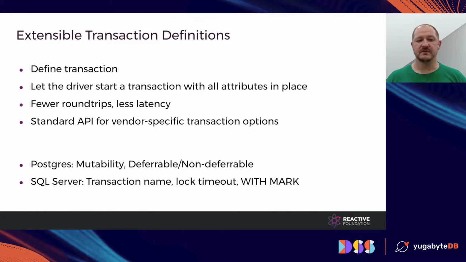And examples for these extensible transaction attributes could be the mutability or deferrability on the Postgres side. If you're working with SQL Server, then you can provide things like a transaction name, lock timeouts, and mark within a log. And this mark is not me, but rather something within the transaction log that you then can later look up and use for your analysis or tracing possibilities.